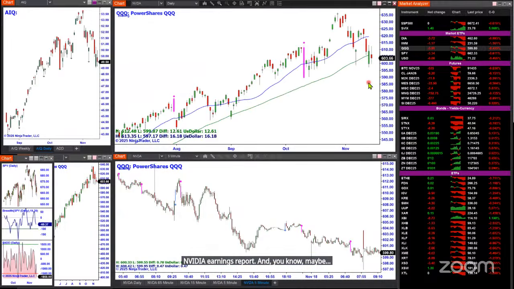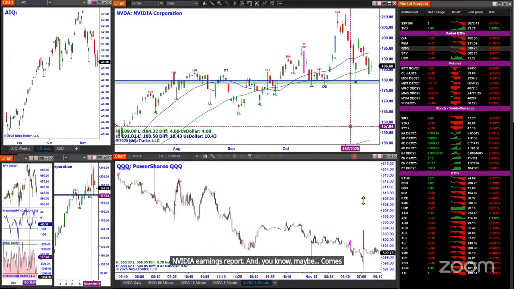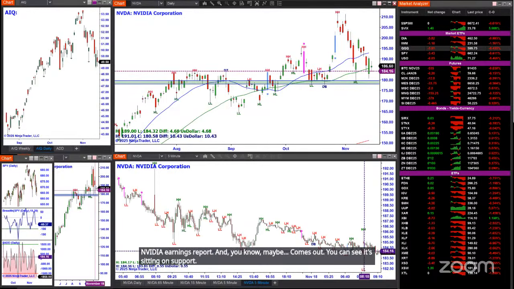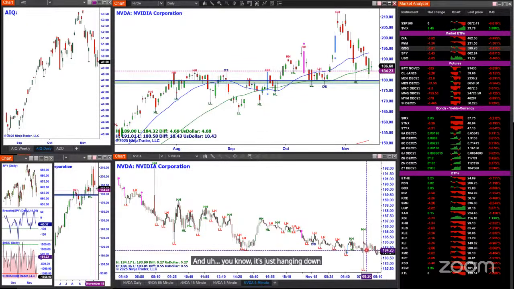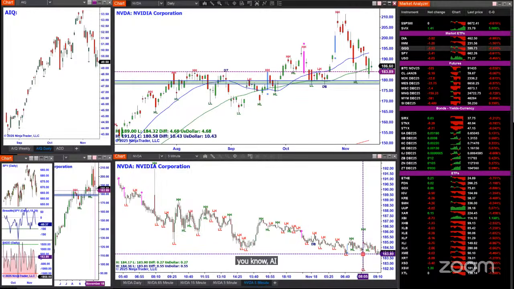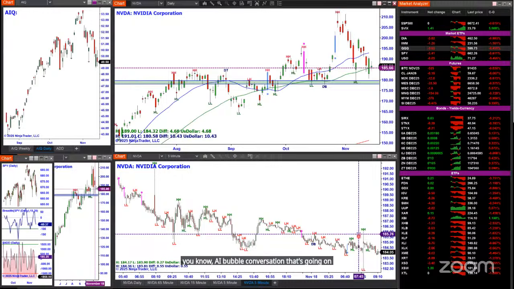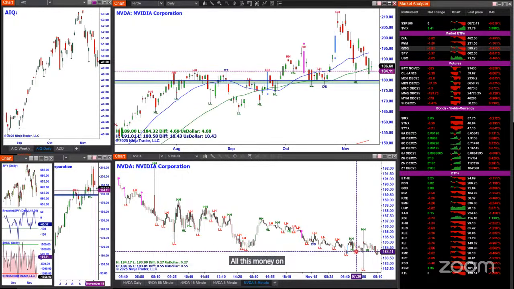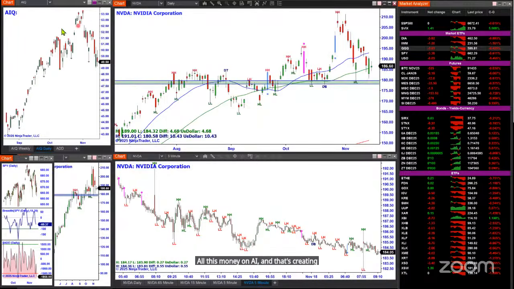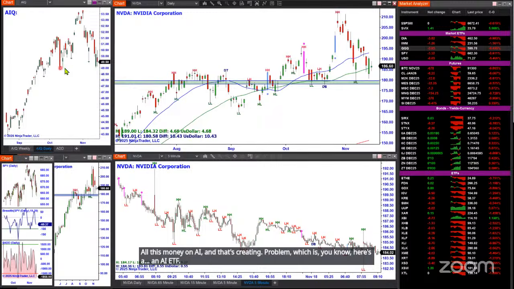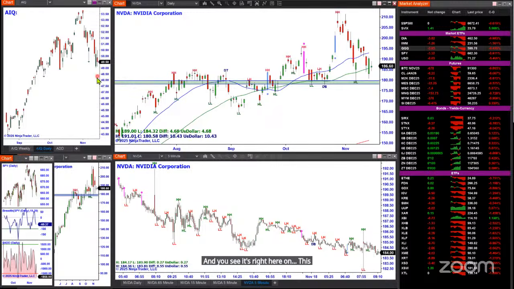Maybe it comes out. You see it sitting on support, and it's just hanging down here, really not doing much of anything. I mean, who wants to get aggressive in front of that report? But we'll see which way this goes because of the whole AI bubble conversation that's going on, and all these companies spending all this money on AI, and that's creating a problem, which is here's an AI ETF, and you see it's right here on this neckline and this 180 as well, and plenty of room to fall.